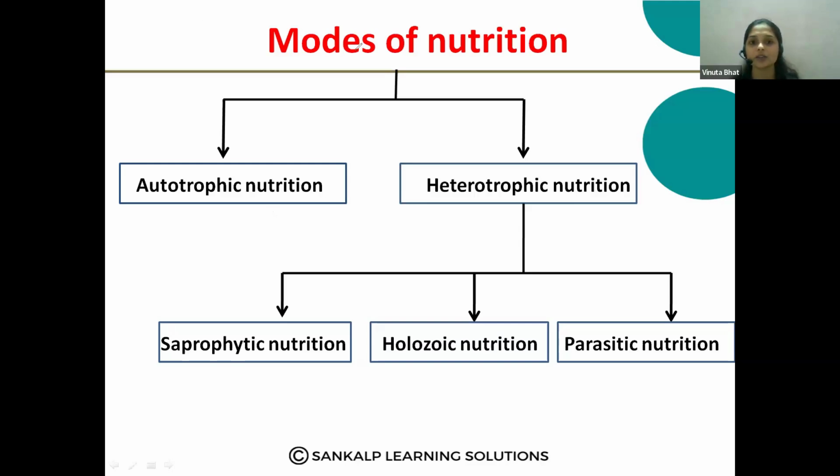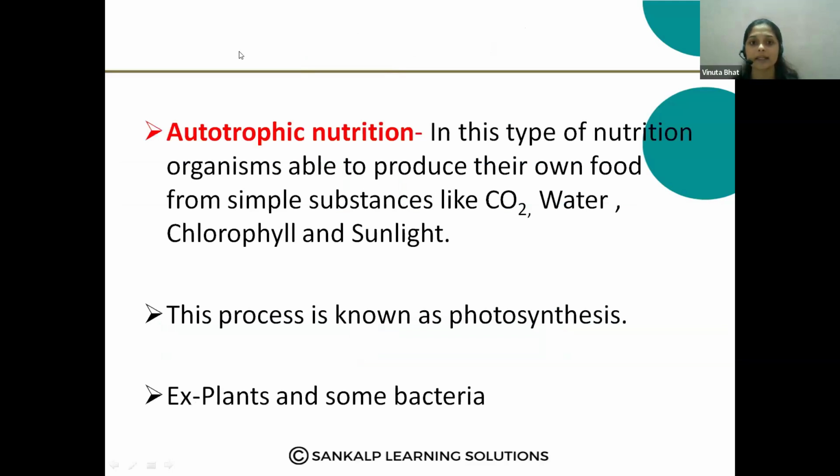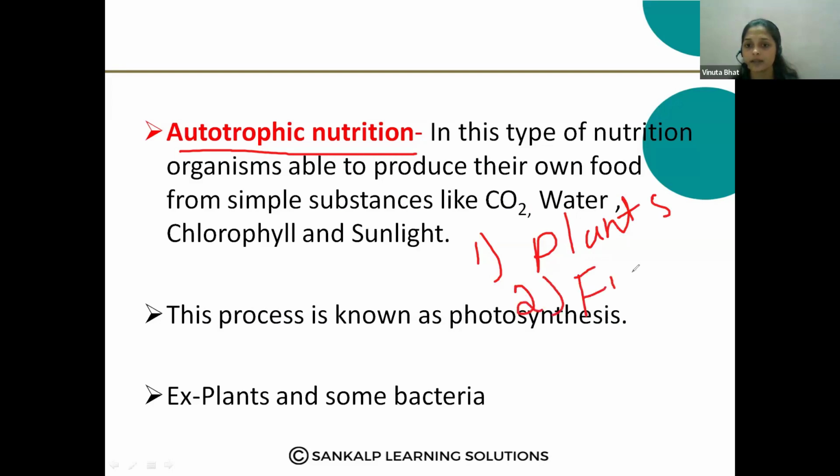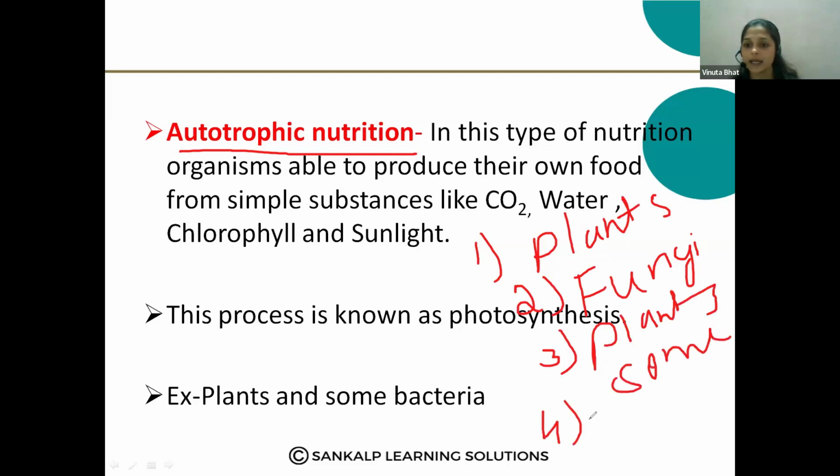So we can find autotrophic modes of nutrition mainly in plants, right? In plants and in some bacteria. So students, concentrate on these points. One multiple choice question was asked in the previous year: autotrophic type of nutrition is found in, first option, plants; second option, fungi; third option, plants and some bacteria; fourth option, plants and all bacteria. Look at the fourth point, plants and all bacteria.